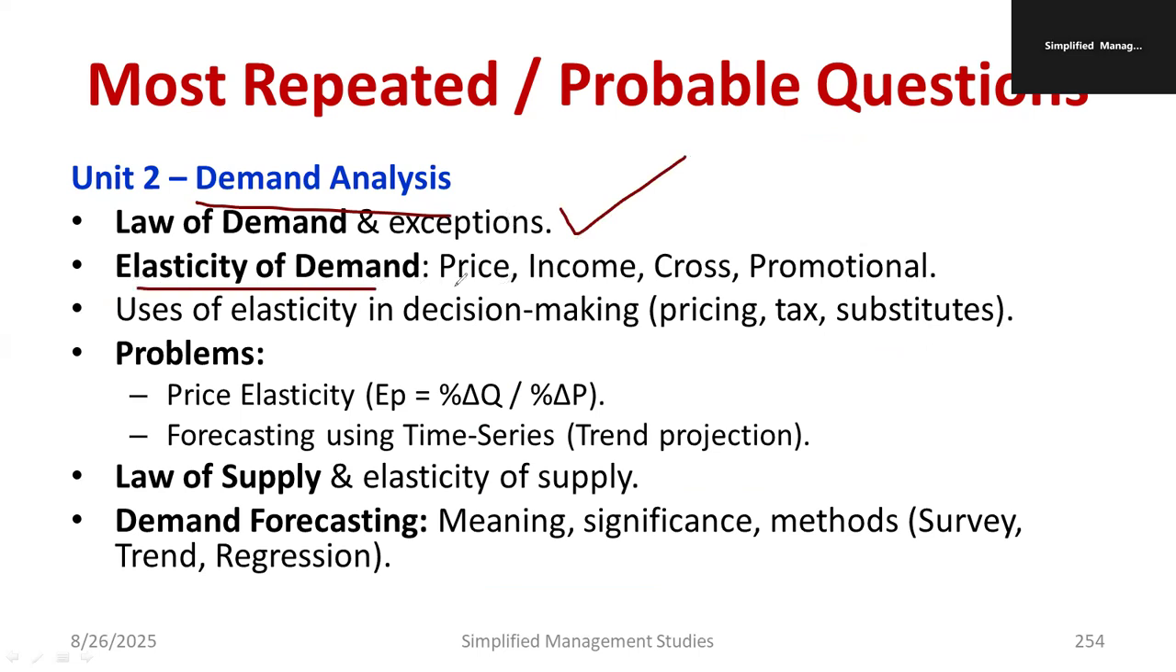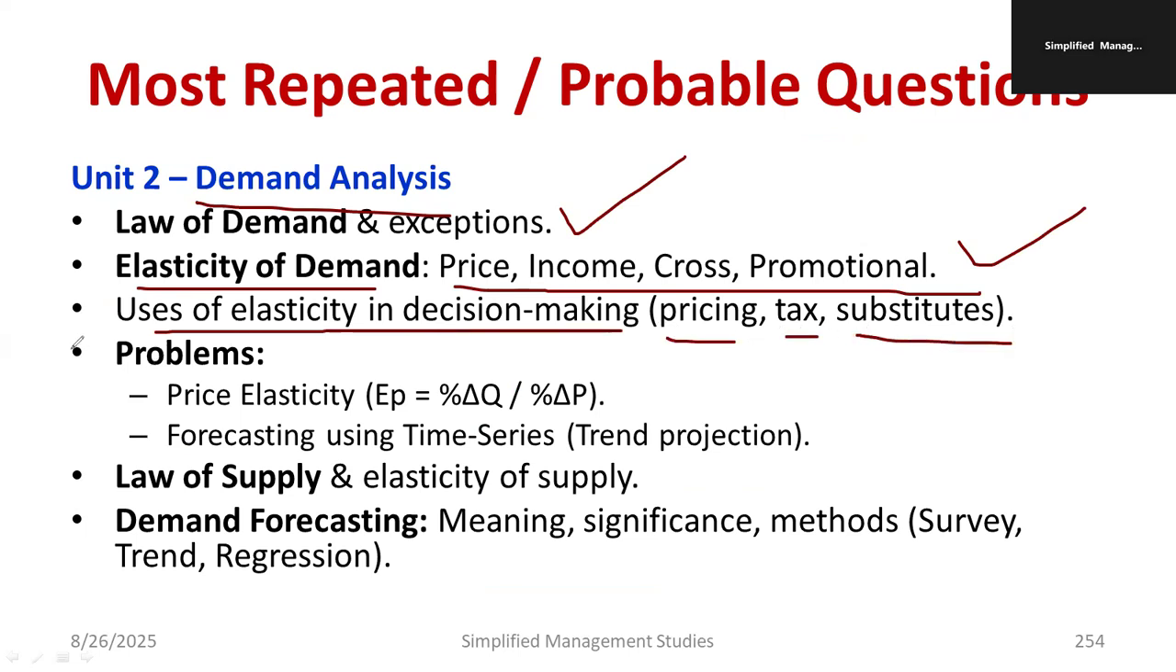What is elastic demand? Price, income, cross, and promotional. Different types of elastic demand, you have to explain with the help of a suitable graph. That is most important. So, by the way, what are the uses of elasticity in decision making? For example, pricing, taxation, substitutes, etc. Similarly, problems on elasticity of demand using this particular equation, delta Q by delta P in percentage.